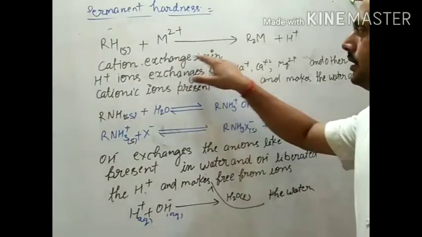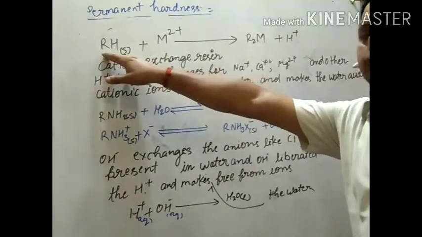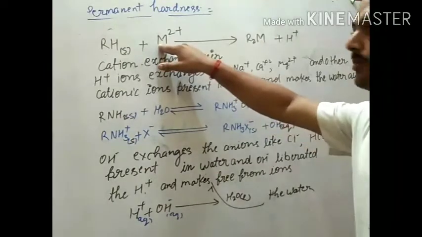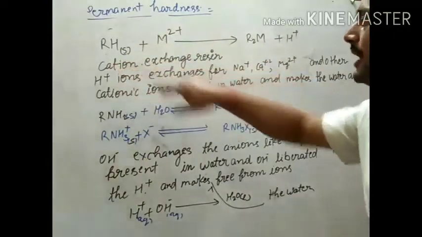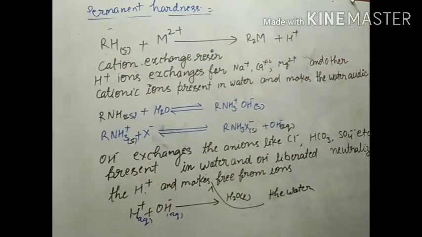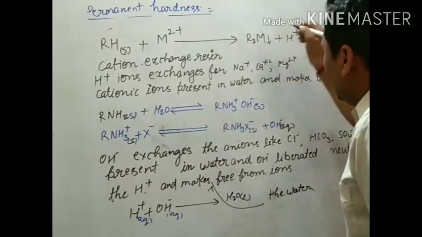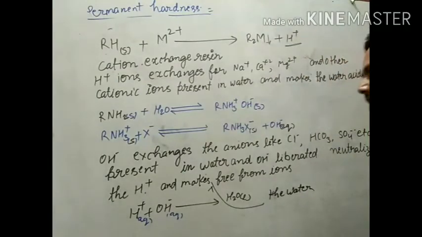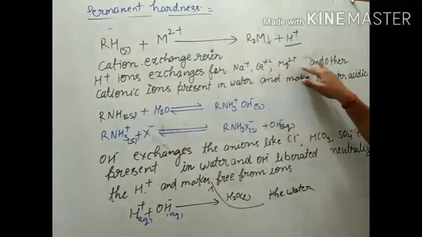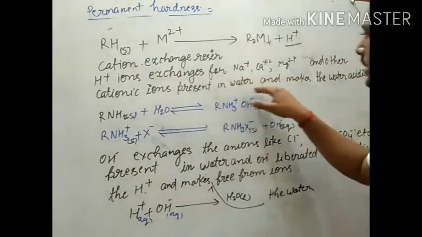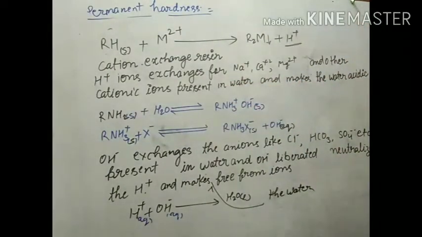So let us see the cation exchange resin. When water containing calcium or magnesium ions, or whatever cations it has, is passed through the cation exchange resin, it forms the insoluble salt and releases H plus ion, which makes the water acidic. The H plus ions exchange for Na plus, Ca 2 plus, Mg 2 plus and other cationic ions present in water. It makes water acidic because H plus is being released.